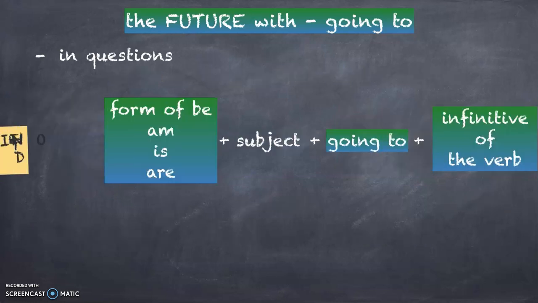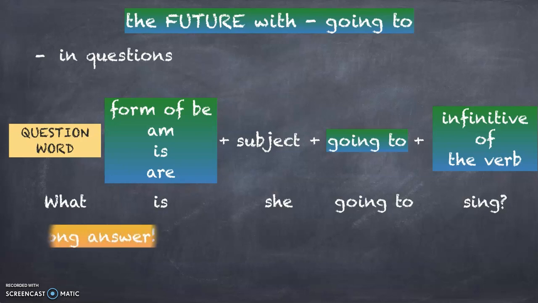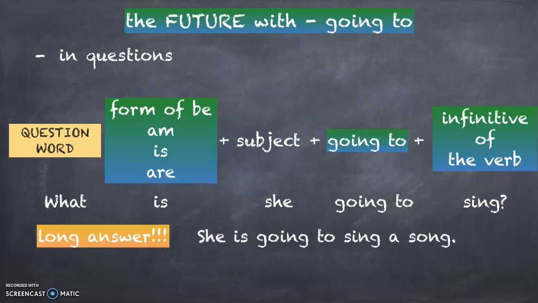There can be a question word in front of the form of be. For example, what is she going to sing? And when you have a question word in front of the form of be, you have to give a long answer. Here, she's going to sing a song.